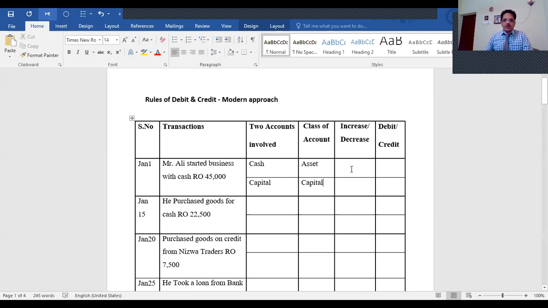Now you have to check whether it is an increase or decrease. When Ali starts business, his cash is increasing. He brings money and starts the business, invests in the business. So cash is increasing. For the exam, you can write increase, or a plus. And his capital also increases. When anybody makes an investment, his equity or capital increases. So both are increasing. It should not be one increase and one decrease like that. But very essentially, there should be one debit and one credit.